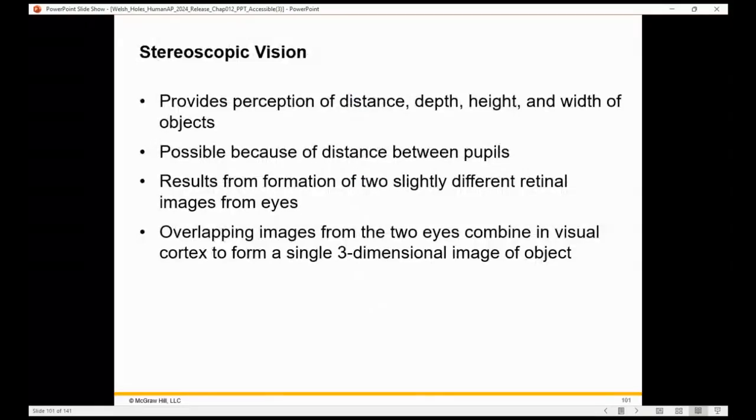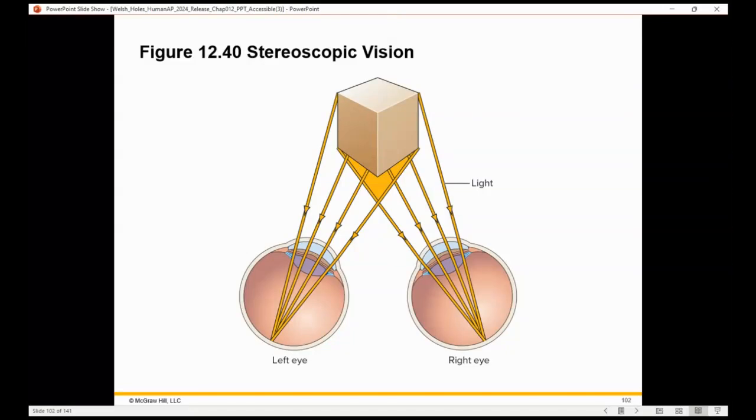Stereoscopic vision provides perception of distance, depth, height, and width of objects. It's possible because of the distance between your pupils. It results from the formation of two slightly different retinal images from the eyes, and overlapping images from the two eyes combine in the visual cortex to form a single three-dimensional image of an object. This figure shows you stereoscopic vision.